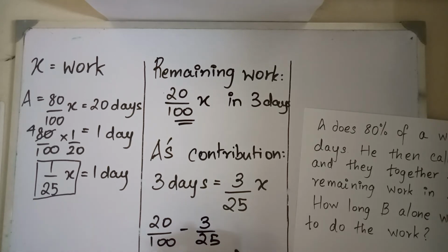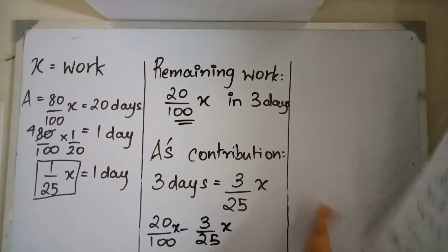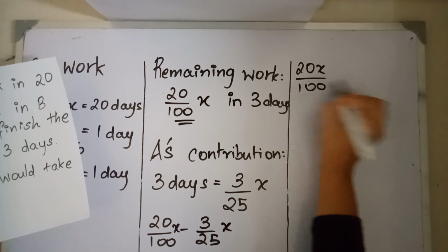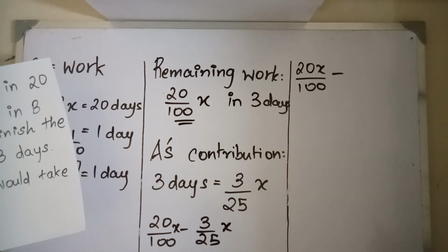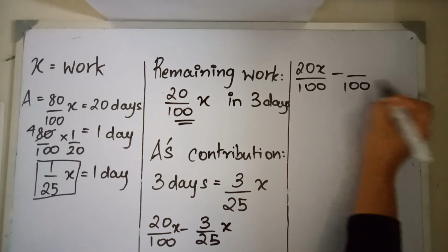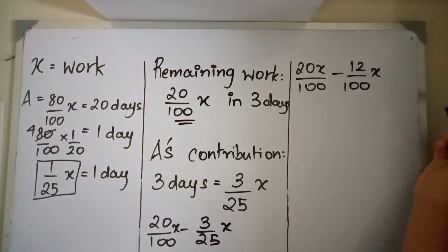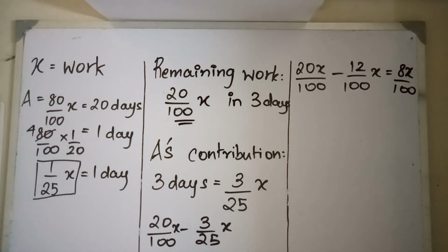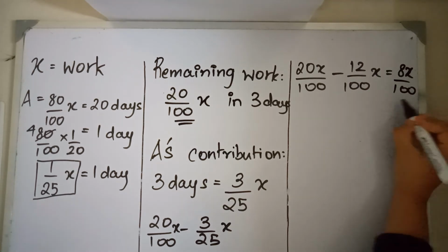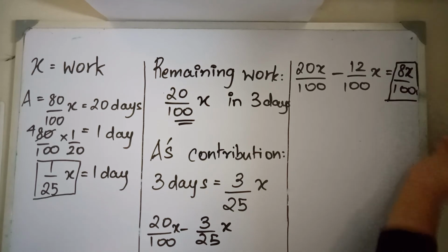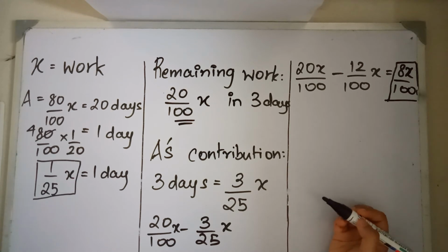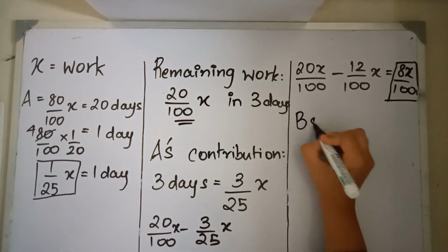And this will give, this can be simplified as follows. (3x by 25) can be written as 12x by 100, which will give 8x by 100. So this will be B's contribution in how many days? 3 days. This is total of B's contribution in these 3 days. So we have found B's contribution.